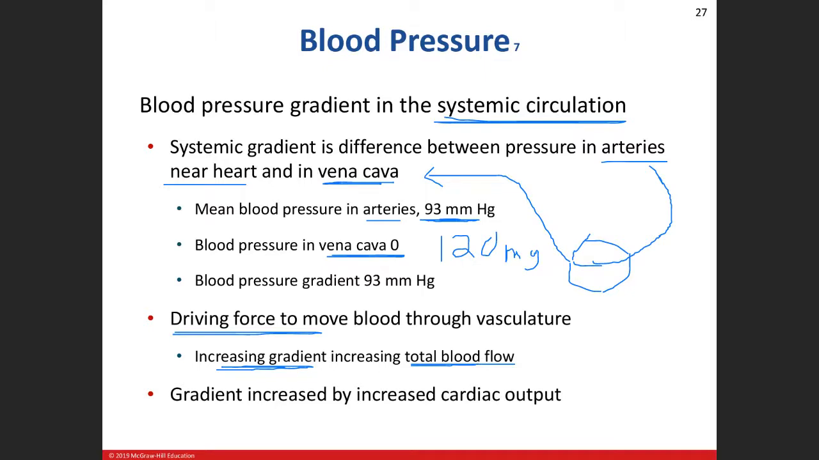Because let's think of it like this. How did I increase the pressure here? I know I made up the number, but what can increase blood pressure?